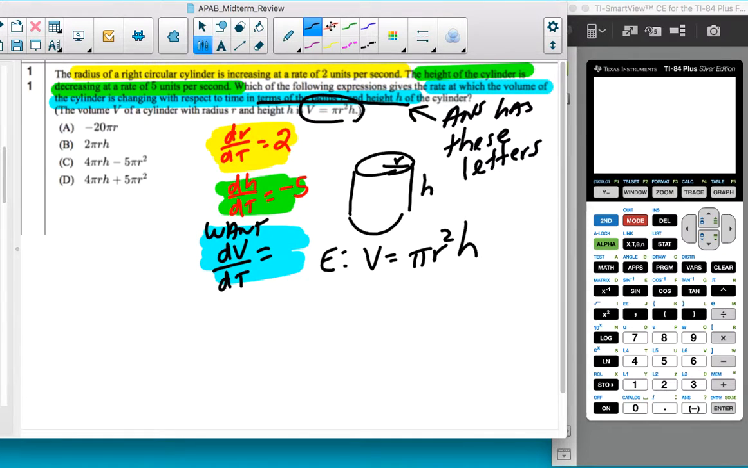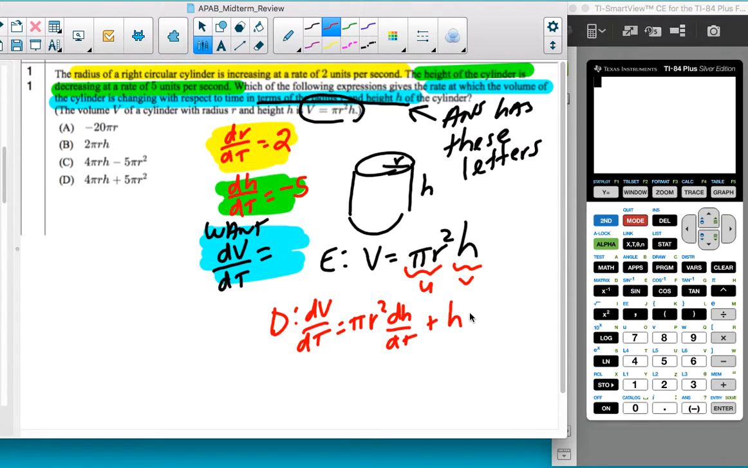Now, the trap in this question is that this is a product rule, because there's nothing you can do to simplify the fact that this is an r squared times an h. You can put the pi with either of them. I always put the coefficient with whatever variable it is closest to, so I'm going to put the pi with the r squared. So when I differentiate, I'm going to get dV/dt equals u, which is pi r squared, times v prime, which is dh/dt, plus v, which is h, times u prime, which is 2 pi r dr/dt.